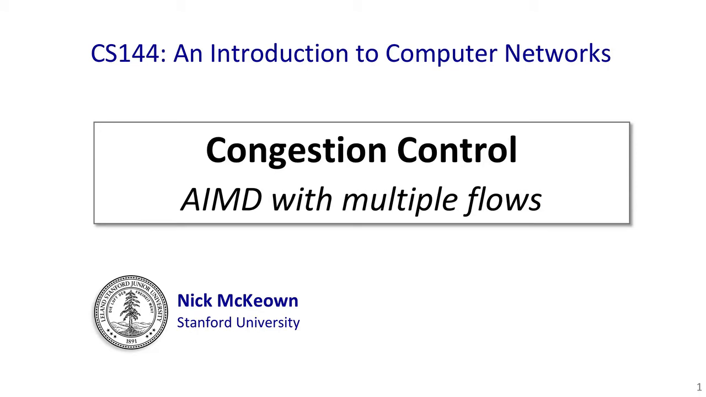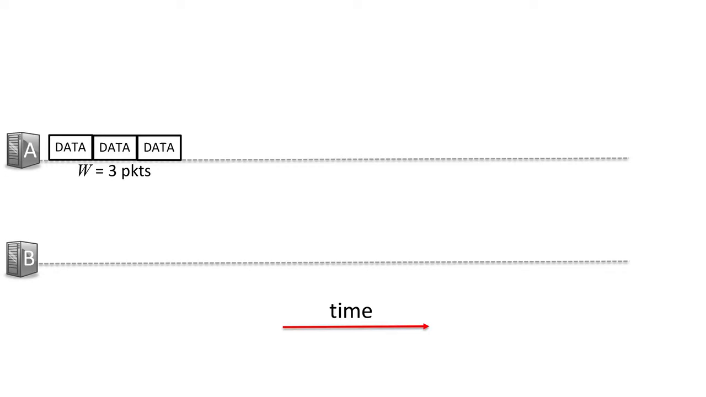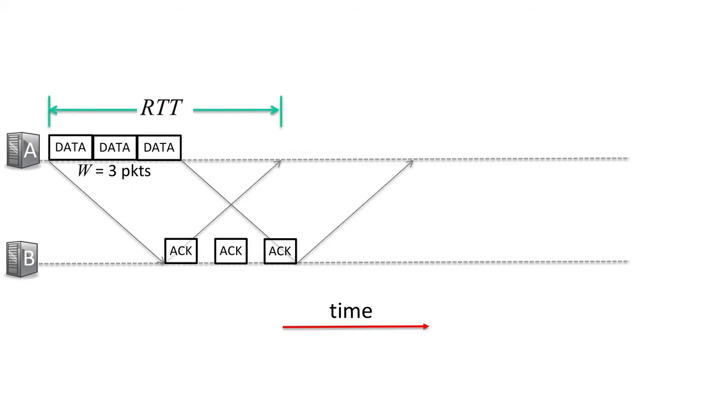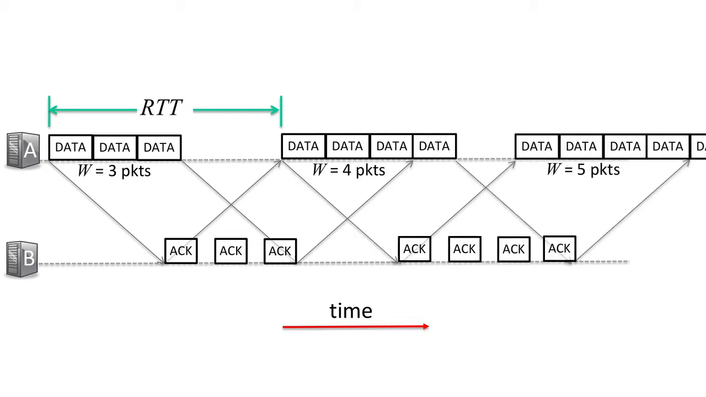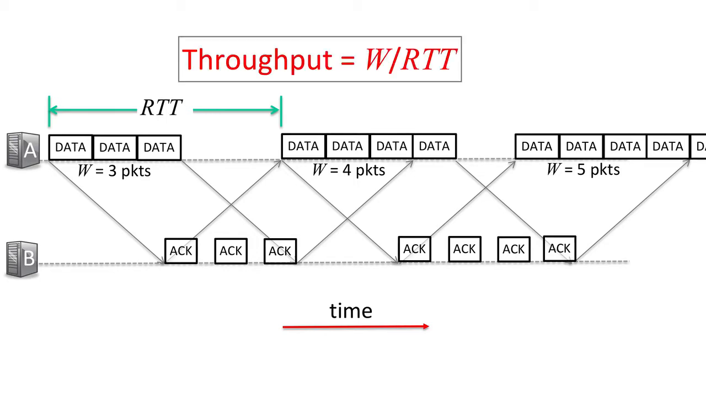First, let's recap how we calculate the throughput of a flow. Imagine that server A has packets to send to server B. Right now, the window size is 3 packets, which server A sends. B replies with 3 acknowledgements, which arrive after 1 round-trip time, or RTT. Server A can now increase the window size by 1 packet and sends 4 packets. After another RTT, it can send 5 packets and so on until the window size grows to fill all the buffers and a packet has to be dropped. You can see that in any cycle, the throughput equals the window size divided by the RTT.